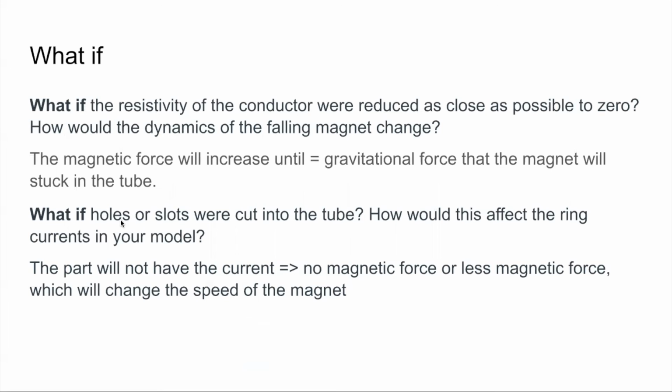Second, what if holes or slots were cut into the tube? How would this affect the ring currents in your model? That part will not have current. Like, no magnetic force or less magnetic force will be on the hole, so at this part, gravitational force will be the only force acting on the magnet, so the acceleration should be directly downward at the moment when it's facing the holes.